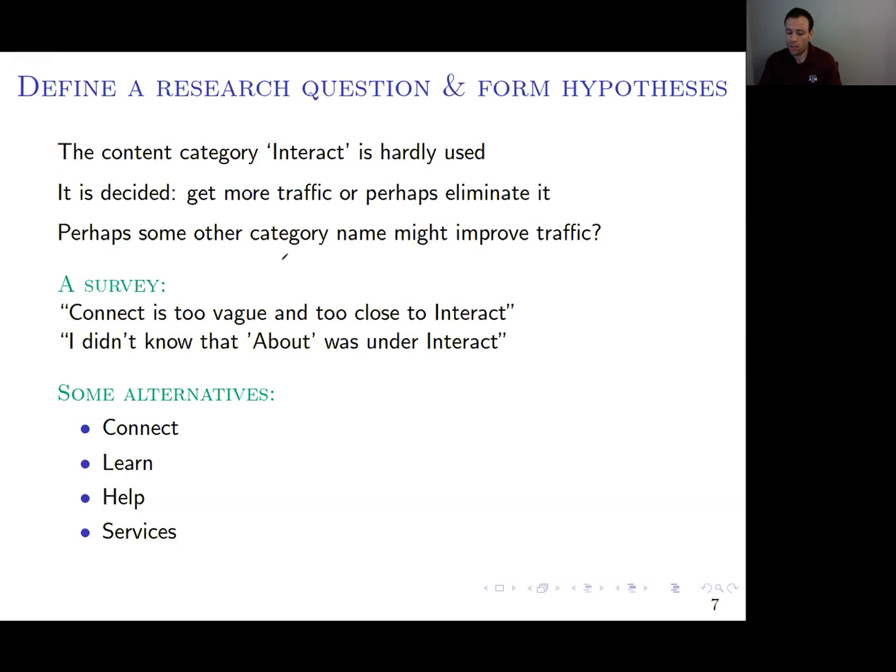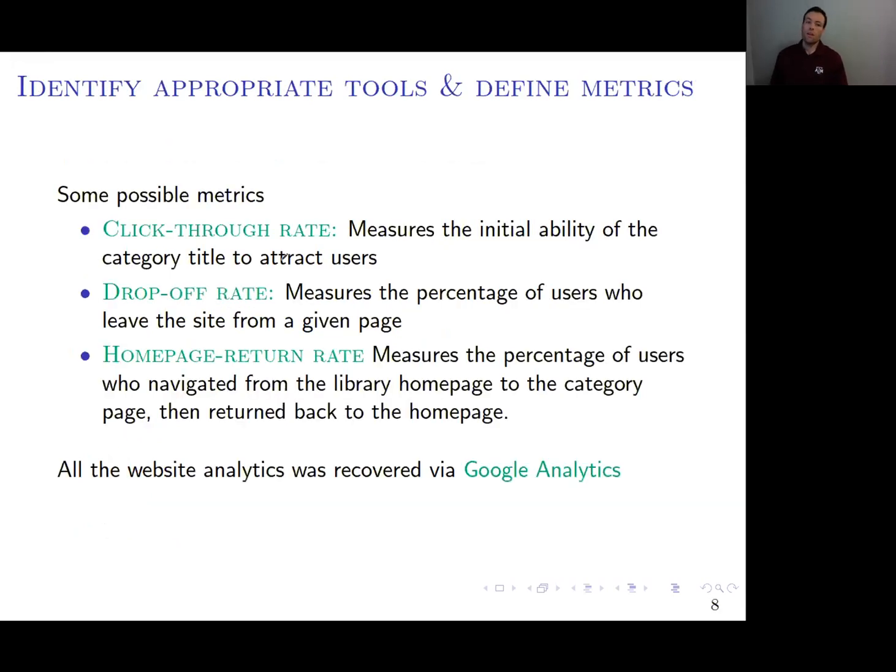And the way that we can do this is with an experiment, and then do some sort of a statistical analysis to detect which one of these is going to be better. So we need to identify appropriate tools.